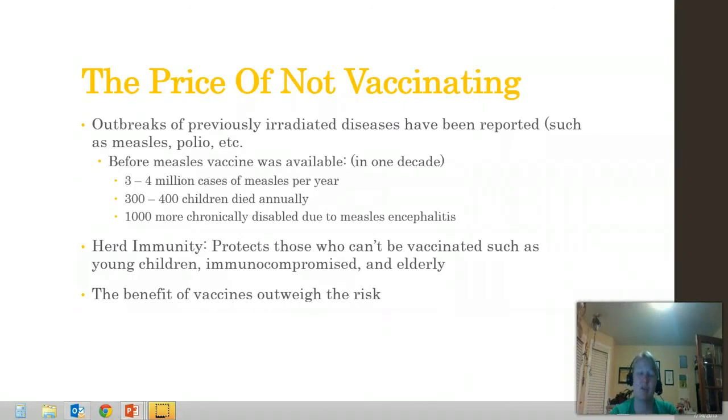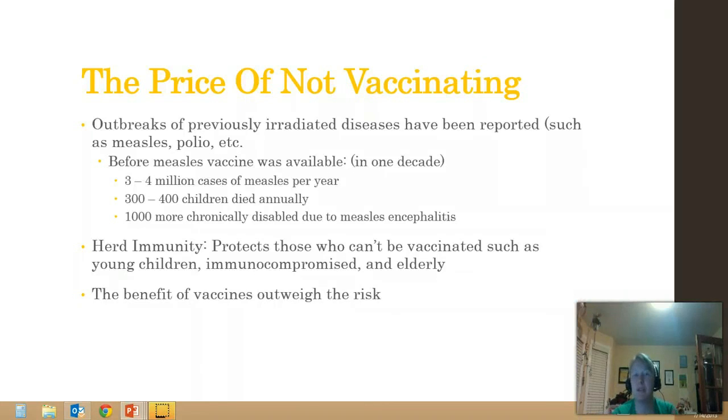Same thing goes for polio. We're starting to see these diseases come back into our population because of the herd immunities being lost. So what's herd immunity exactly? Herd immunity is a theory that if you vaccinate a certain percentage of a population, you will end up protecting the entire population.